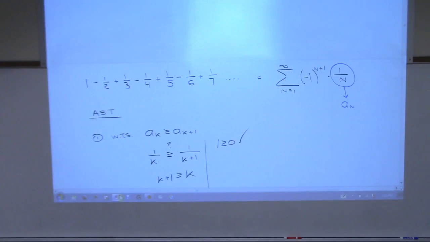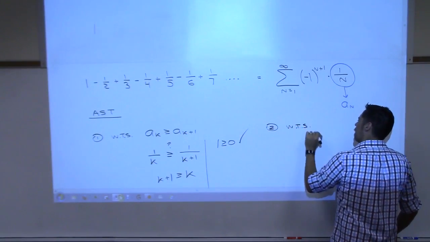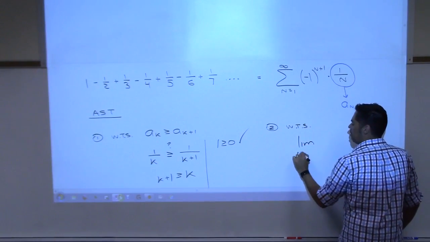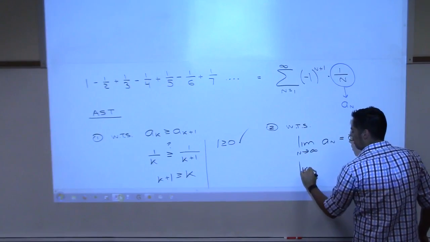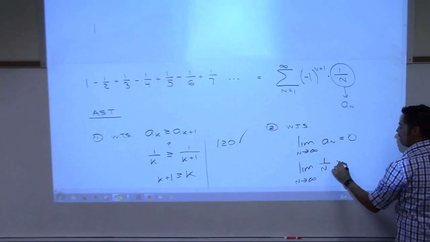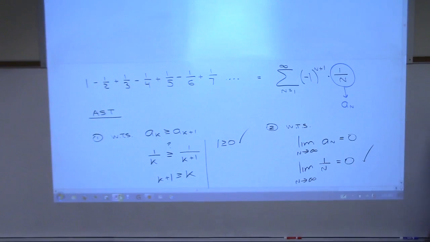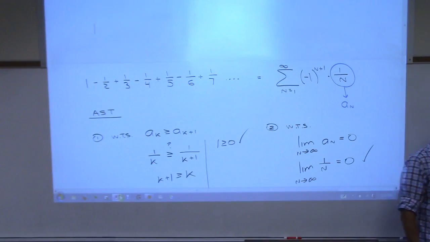So it converges. I still have to check the second thing. The second thing I need is to show that the limit as n goes to infinity of a sub n equals 0. So I want to make sure that the limit as n goes to infinity of 1 over n is 0. Is it? Yes. It converges. That's it. We're done. That was a little too easy, right?